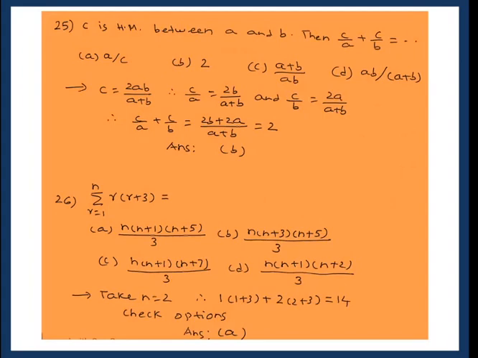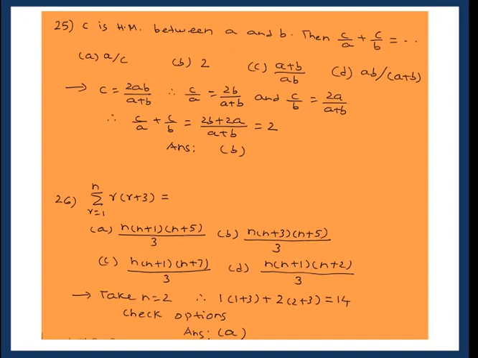The next one is simple one. C is harmonic mean between A and B. Then C upon A plus C upon B equal to. Now if C is harmonic mean between A and B, then what is C? 2AB upon A plus B. Rearrange the terms. So what is C upon A? 2B upon A plus B.